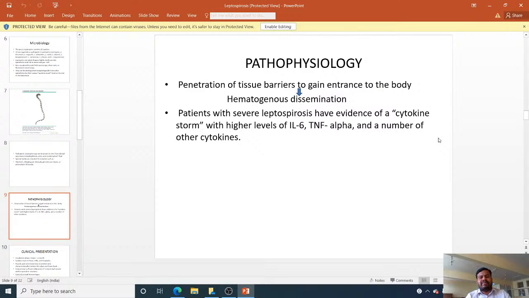There will be a massive cytokine storm and inflammatory response from the body. When there is an inflammatory response, the body reacts to it and releases massive cytokines, which cause hypotension, vasodilation, fever, tachycardia, and many other symptoms. So you should remember, it can cause a cytokine storm.